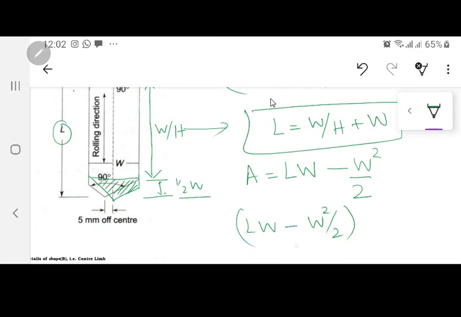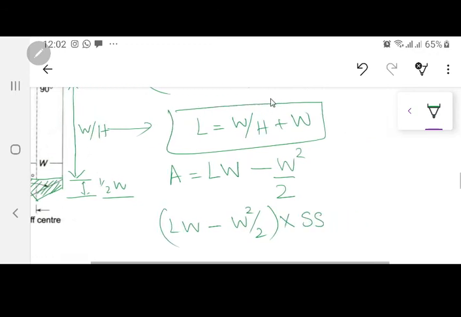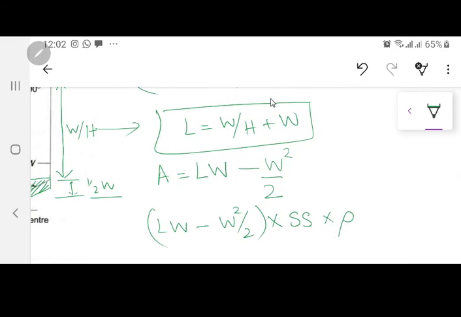multiplied by SS stack. Step stack or 4 stack. Multiply it by density, same density. Multiply it by Ks. This will give you the weight.